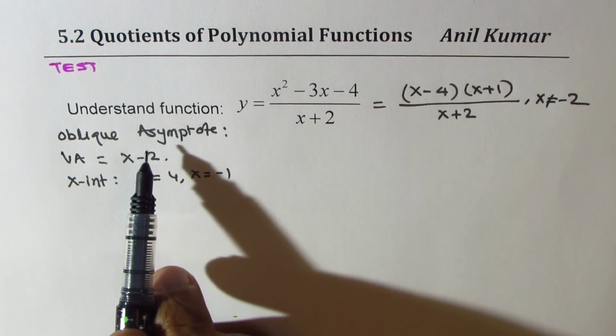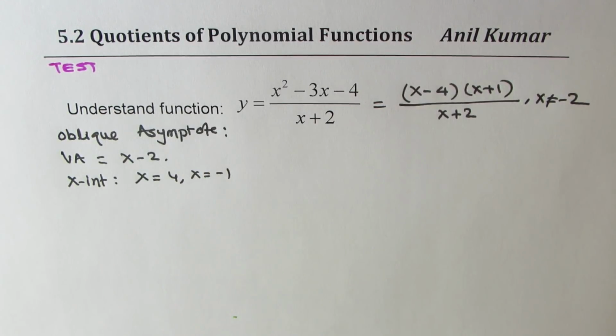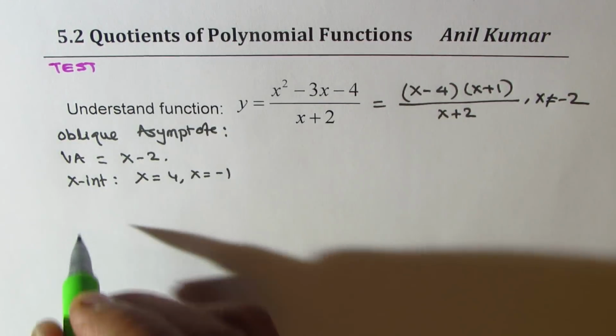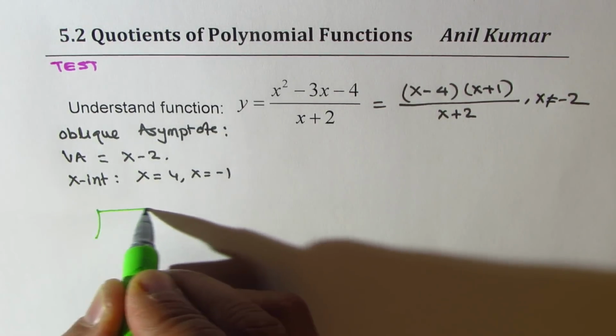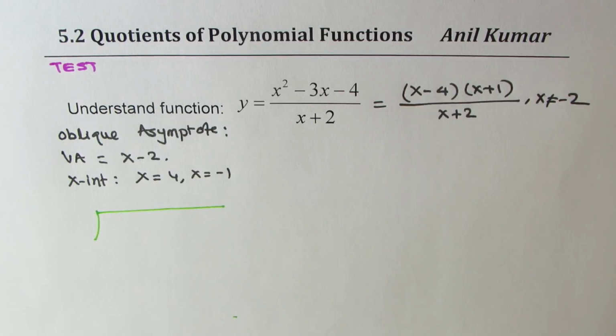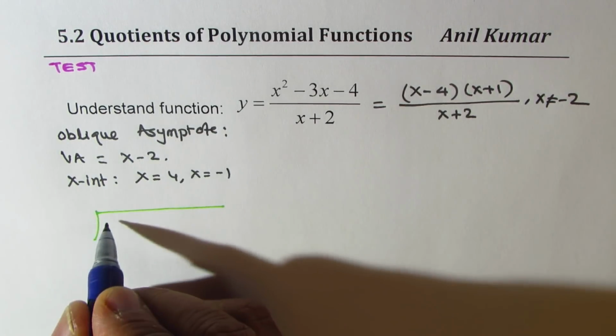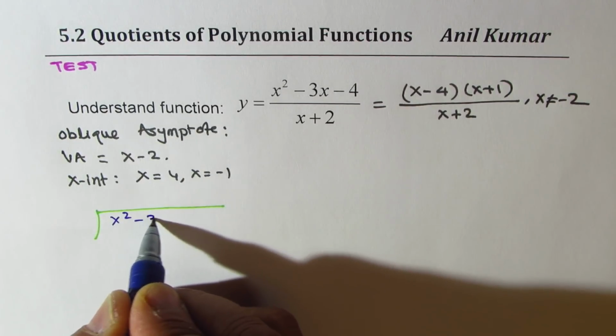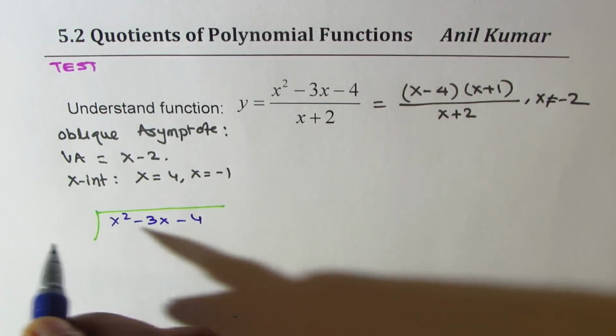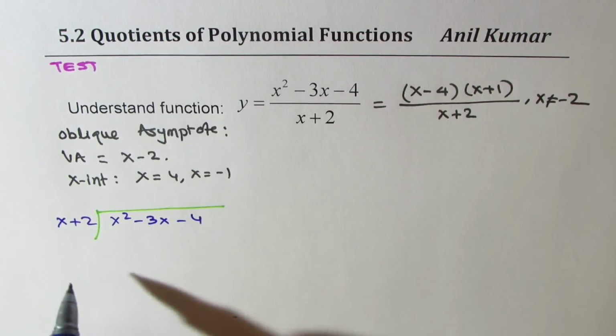So these things are clear. Now how do we find the oblique asymptote? As we did last time, you need to do division. Divide the numerator by the denominator to get your equation for the asymptote. So that's the concept, correct? If you divide, what do you get? We have x squared minus 3x minus 4 divided by x plus 2.